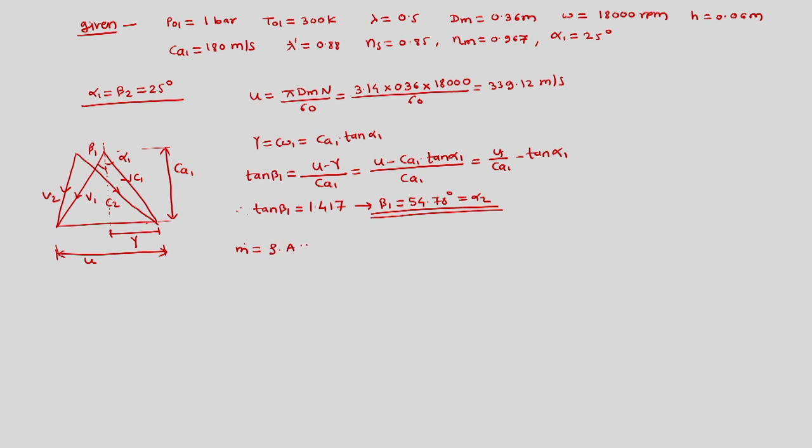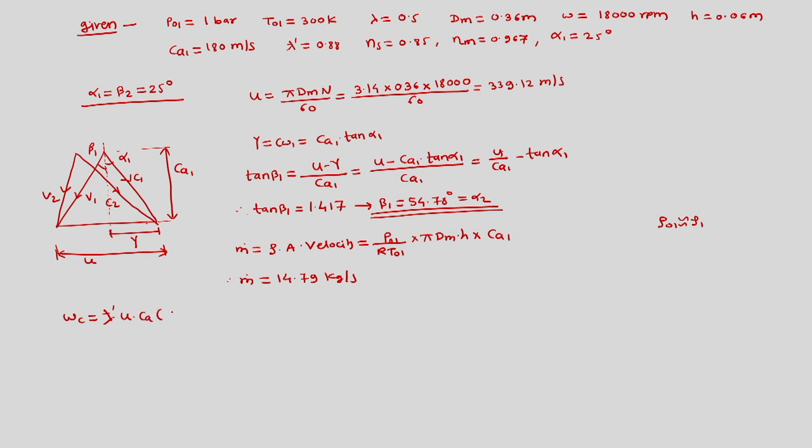So mass flow rate is rho into area into velocity, and so we don't know rho, so we can find out rho, which is P1 upon RT1. For all sake, we will assume total density is same as stagnation density. So roughly our assumption is rho naught 1 is same as rho 1. So this is P naught 1 upon RT naught 1 into pi Dm into h into CA1. So we know now everything, and we can find out mass flow rate from here, which turns out to be 14.79 kg per second.